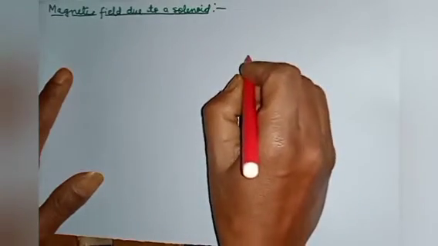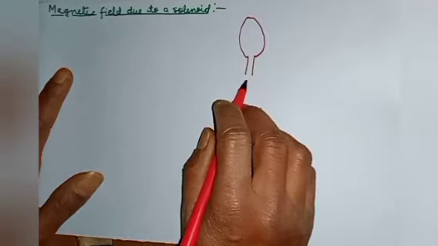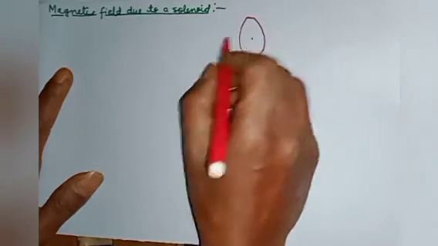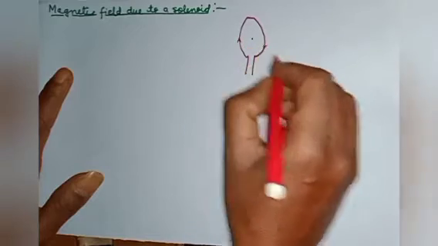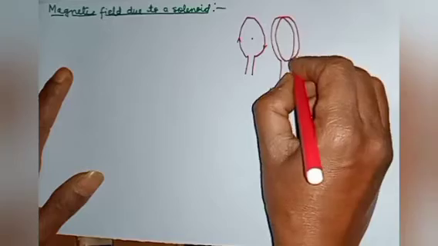Okay, next topic, magnetic field due to a solenoid. But before that, what is a solenoid? Earlier we discussed a single turn. Actually this is a 2D diagram, so don't laugh at it. This is a loop. This is a two-dimensional diagram actually. This is a loop, and if there are more loops, it is called a coil.